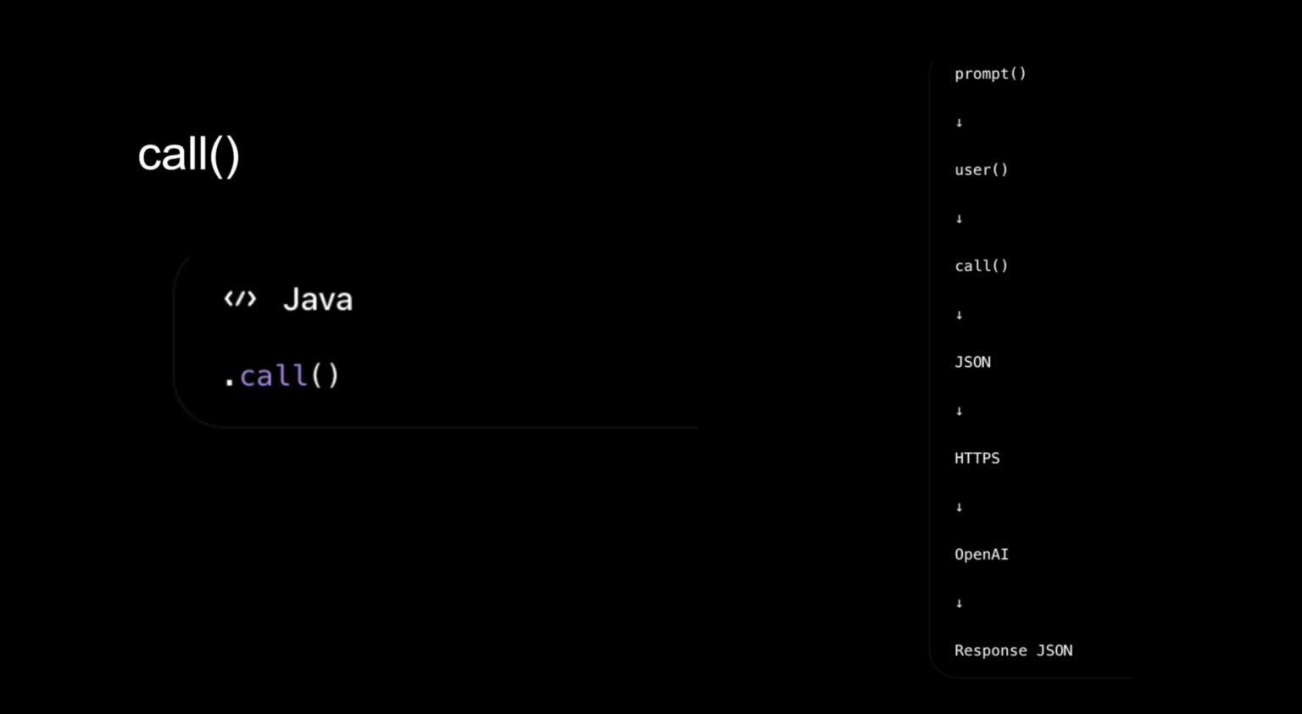Then it waits for OpenAI to process the prompt. The language model generates a response. OpenAI sends the response back as JSON. Spring AI receives that JSON and converts it into Java objects. All of this happens because of a single method call. Think about how much code we would have to write ourselves if Spring AI didn't exist. We would need an HTTP client, JSON serialization, error handling, authentication, response parsing, and retry logic. Instead, Spring AI hides all of this complexity.